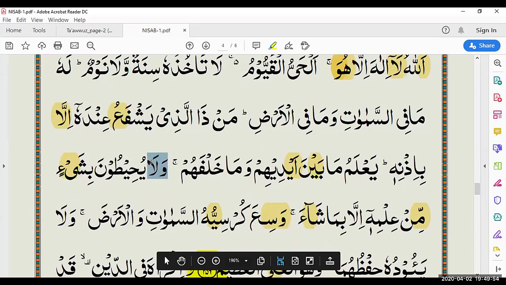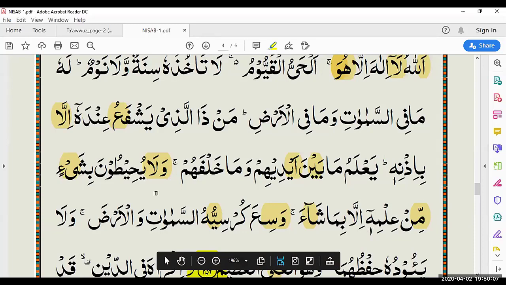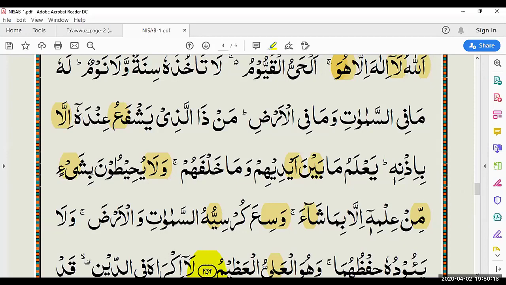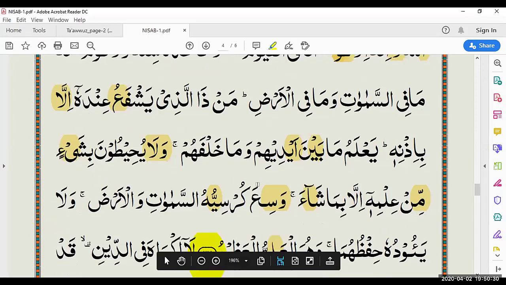Start from wala. Wala yuhituna bi shay'in min ilmihi. You still didn't do the ghunna properly. Wala yuhituna bi shay'in min ilmihi. Very well done, excellent. Keep the meem sound in for 2 seconds. Well done for doing that.